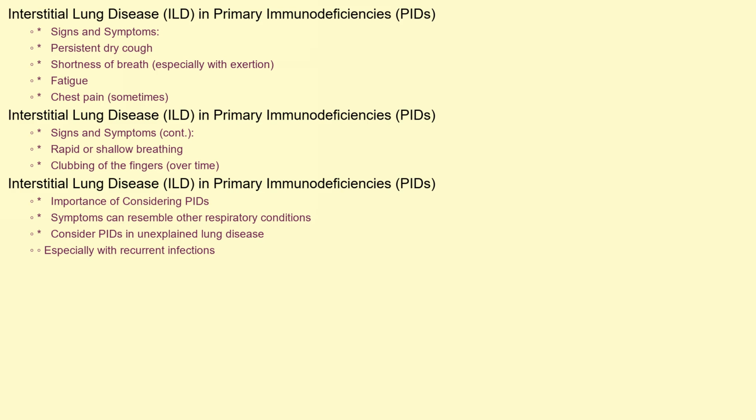The signs and symptoms of ILD in PIDs can be varied but often include a persistent dry cough, shortness of breath, especially with exertion, fatigue, and sometimes chest pain. You may also notice rapid or shallow breathing. Over time, clubbing of the fingers, a widening and rounding of the fingertips, can develop. Because the symptoms of ILD can resemble other respiratory conditions, it's crucial to consider underlying immunodeficiencies in patients with unexplained lung disease, especially in those with a history of recurrent infections.